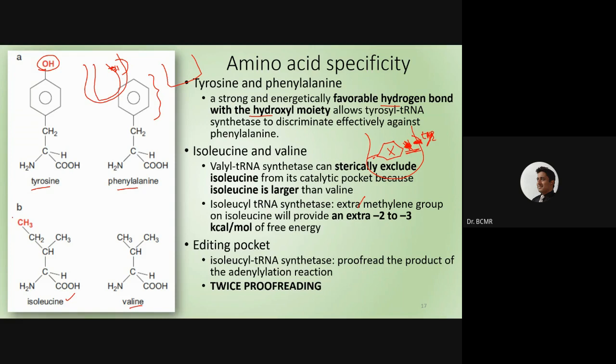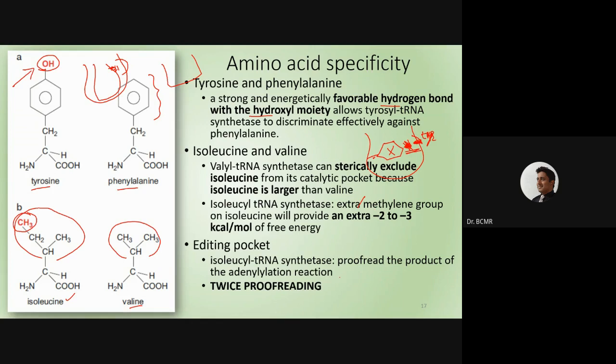Another example is between valine and isoleucine. The difference between these two is just CH3. Why we are discussing this example is that in the previous case a hydroxyl group, a polar group, is added, and interactions are different. Here, valine and isoleucine both are hydrophobic. The side groups are hydrophobic. There is nothing to interact with. All of them are almost CH3. So in that case, how does it happen?